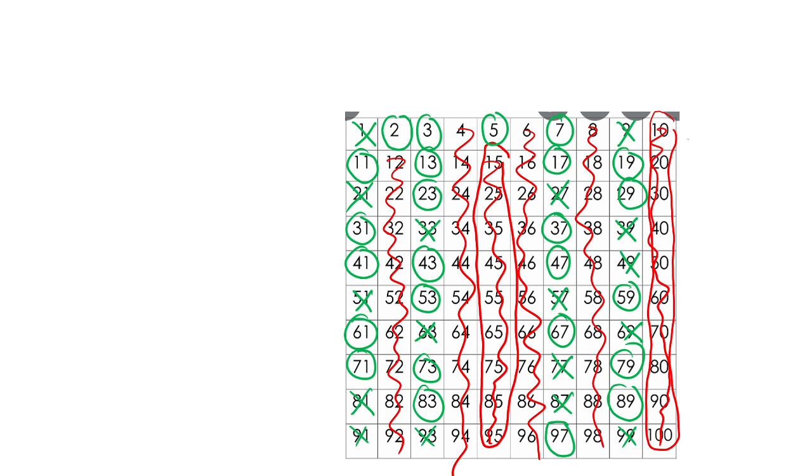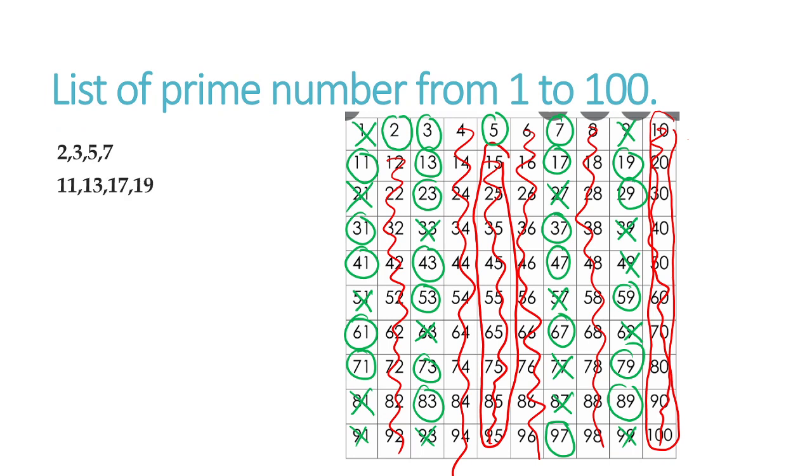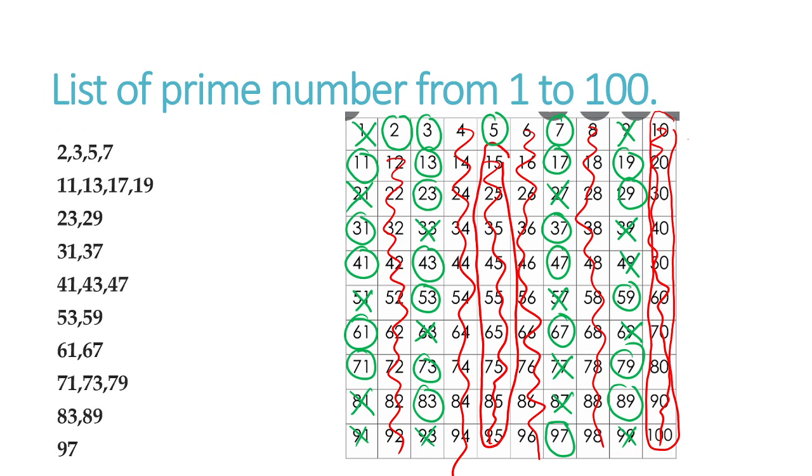Okay. So can you just see how many prime numbers there actually were from 1 to 100? Total, how many prime numbers are there? There are total 25 prime numbers. If we list them all, these are nothing but the prime numbers.